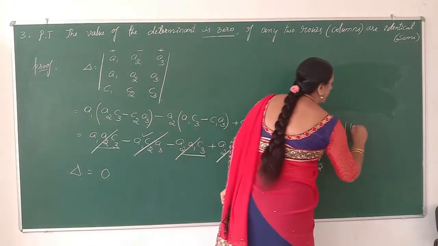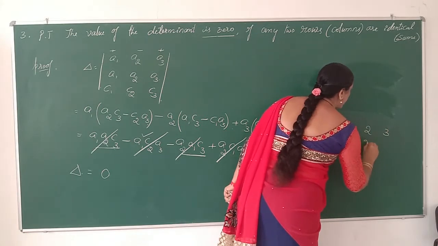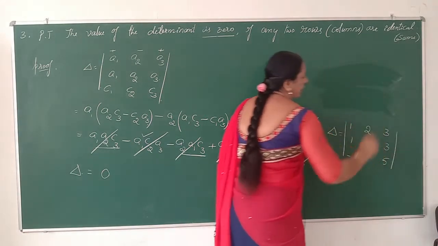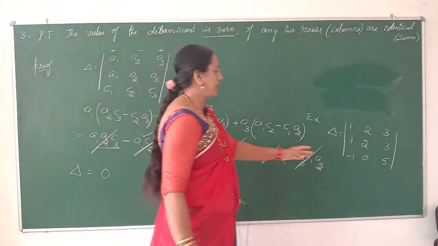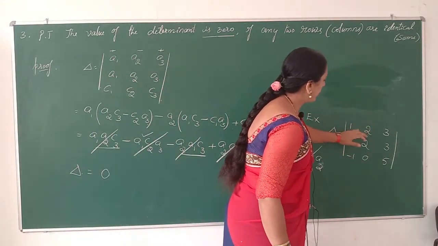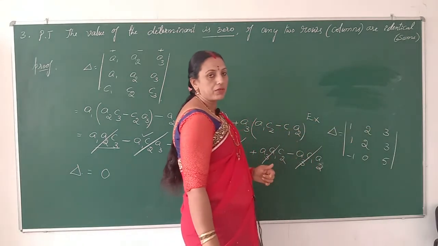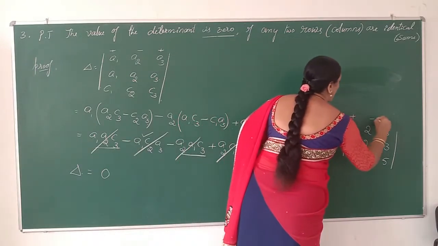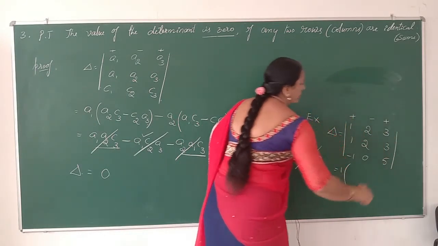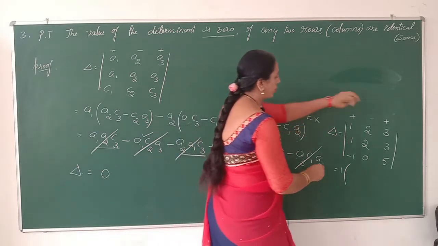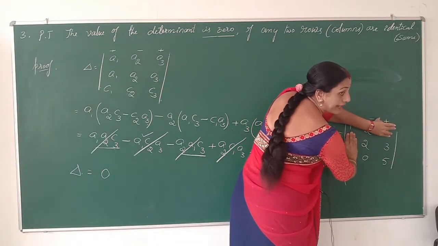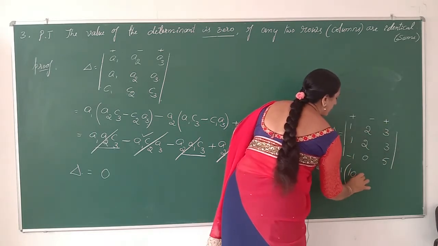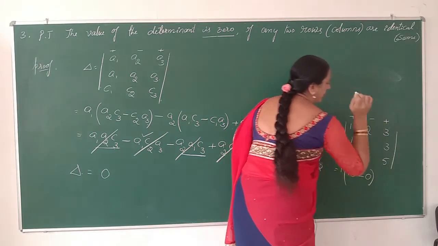The first row is 1, 2, 3. The second row is also 1, 2, 3. The third row is 0, minus 1, 5. These are the elements of the delta. We observe that the first and second rows are the same, that is called identical. It gets simplified by using the alternating sign. Then 1: it is an element of the first row and first column, and these elements get neglected and the remaining get multiplied. So 5 into 2 is 10, minus 3 into 0 is 0.